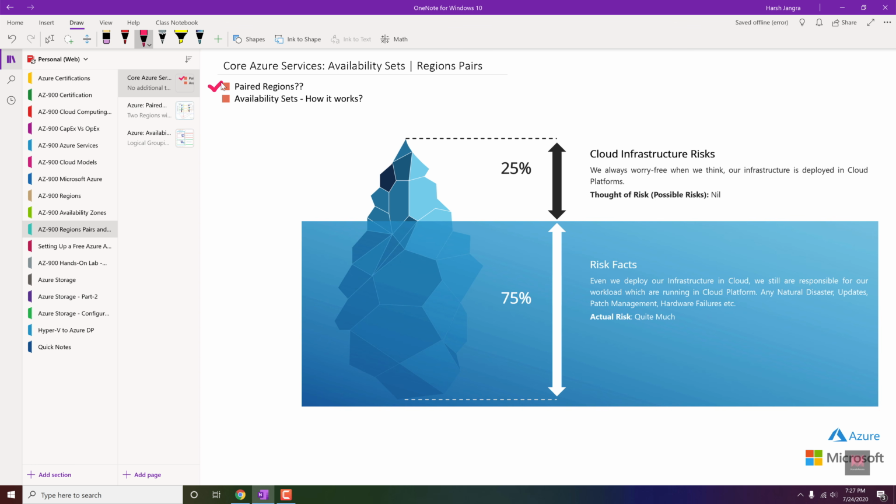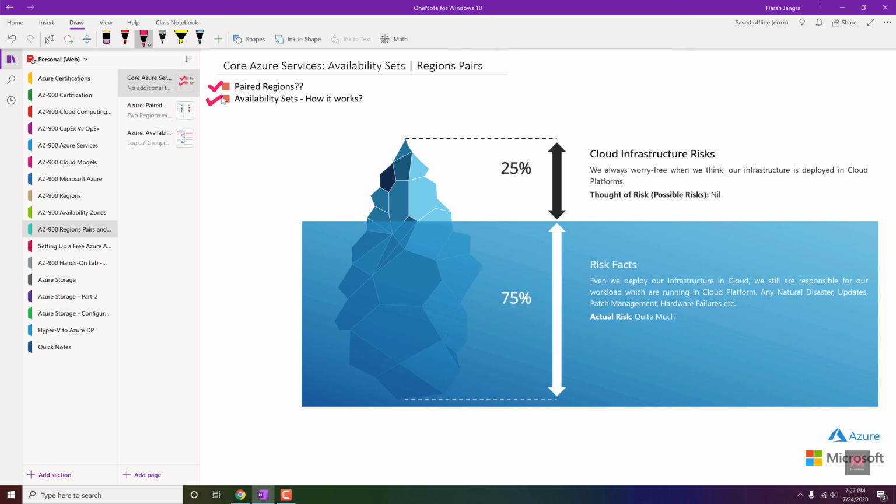The second one is also very important, which is availability sets. I can say this is a totally different concept, but availability zones is the newest concept, and previously we worked on availability sets all the time. Now what is this, and how does it actually help us when we deploy our resources on the Azure platform?